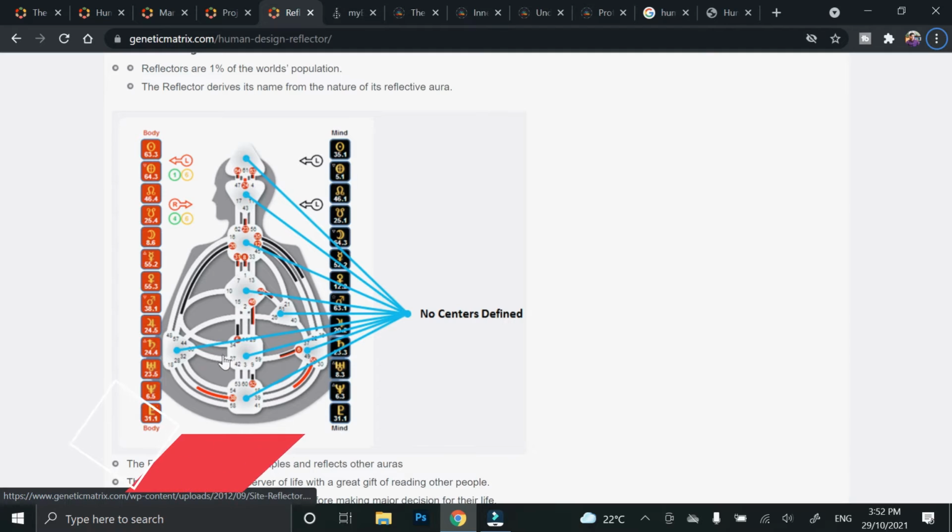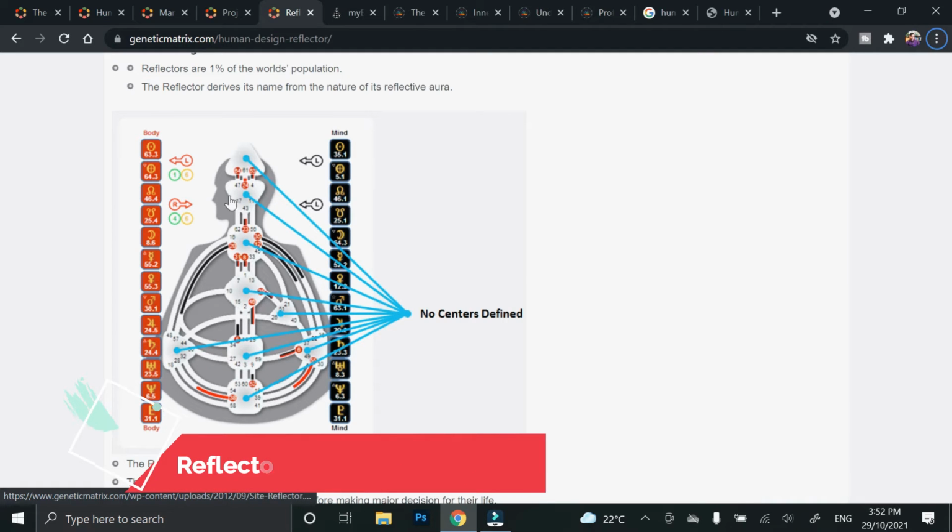In other words, all of these shapes are totally white. So if you see this on your body graph, it's not broken, you are just a reflector. So don't be afraid of it, don't be shocked. It is just the characteristics of the reflectors.